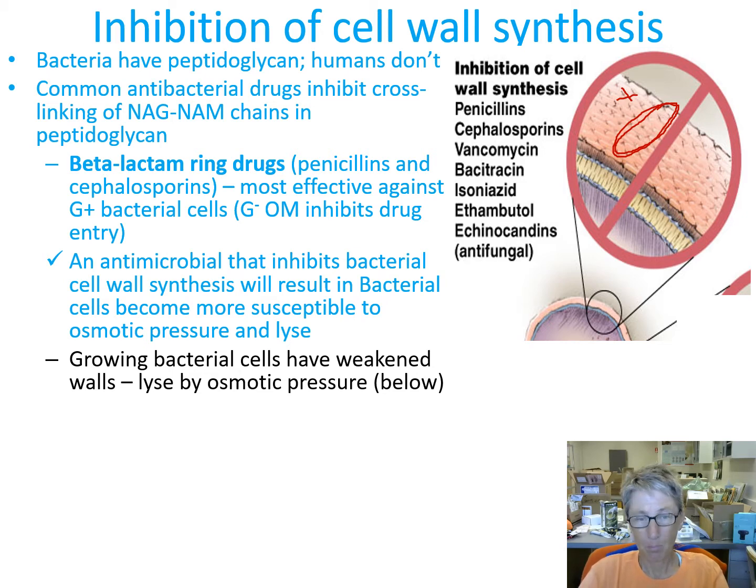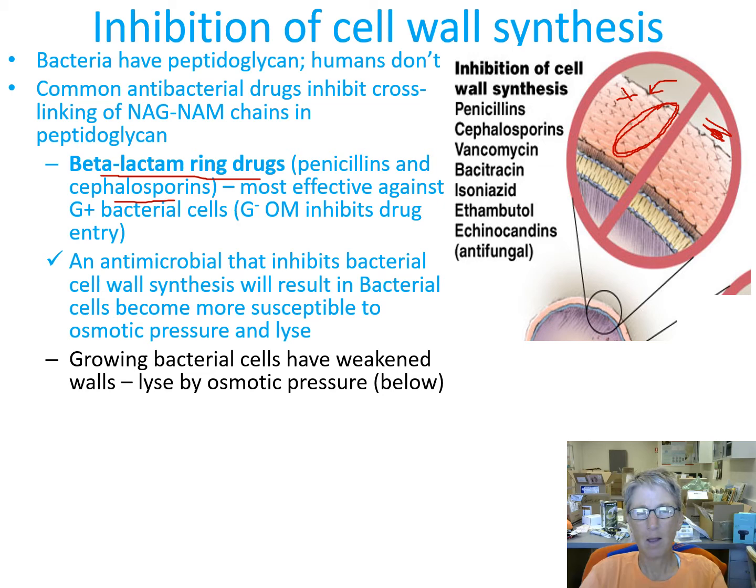Everyone's heard of penicillin, and maybe most people have heard of cephalosporin, but what they are is beta-lactam ring drugs, and they're most effective against gram-positive cells because they can attack the cell wall. Remember, gram-negative cells have this outer membrane, superficial to the cell wall, and the drug can't get through the outer membrane to attack the peptidoglycan in gram-negative cells.